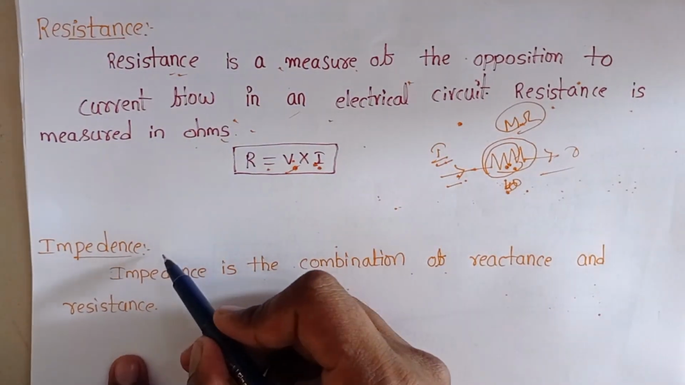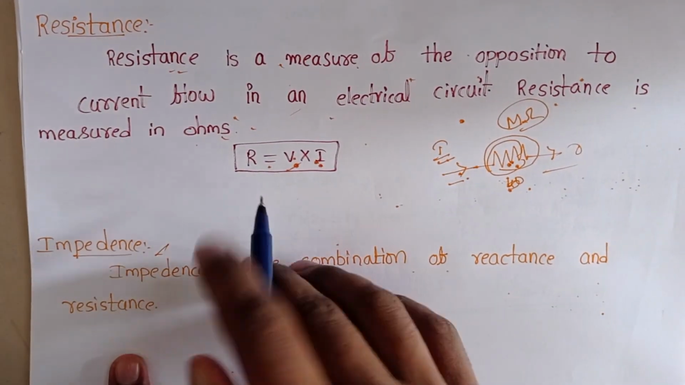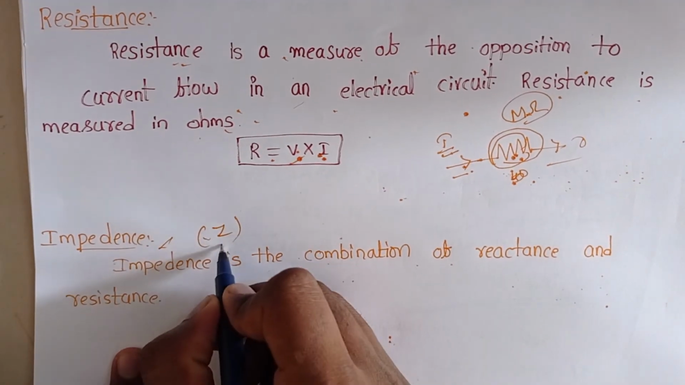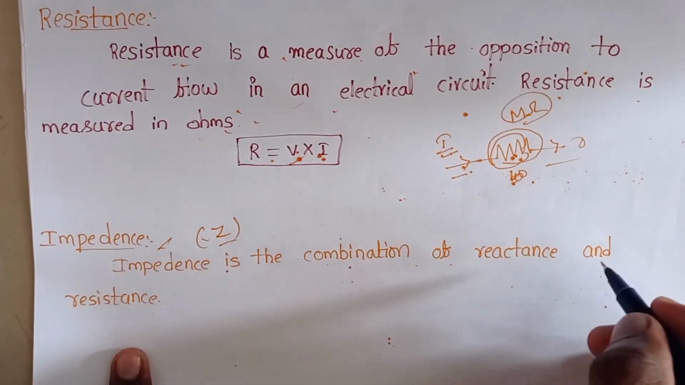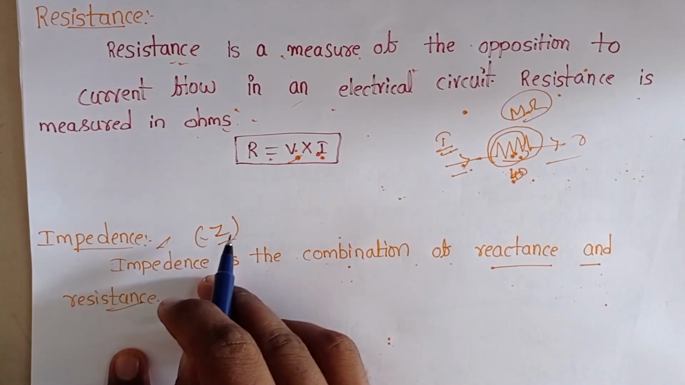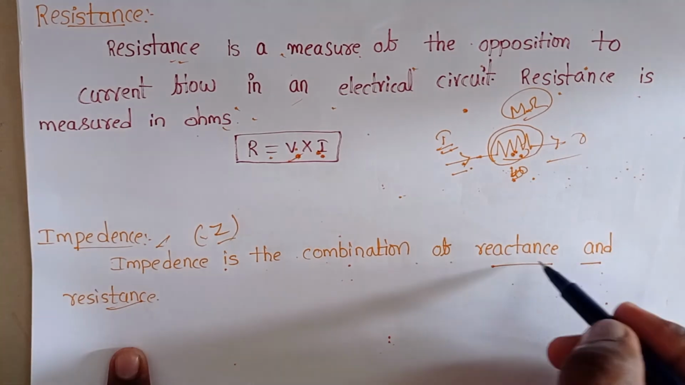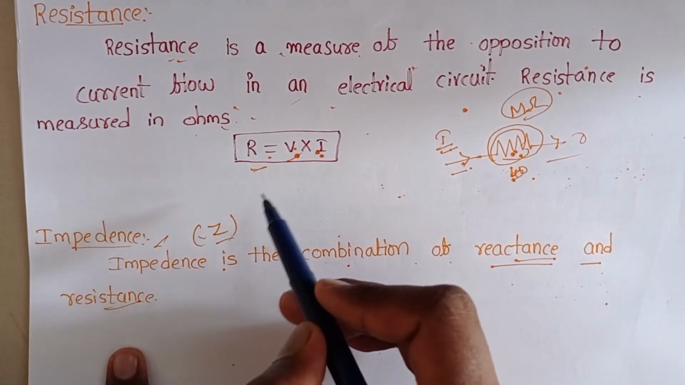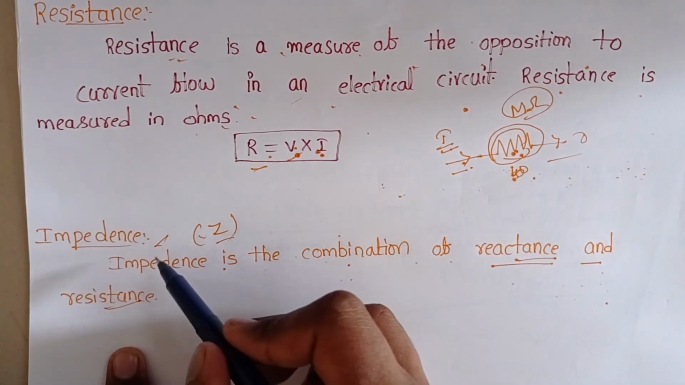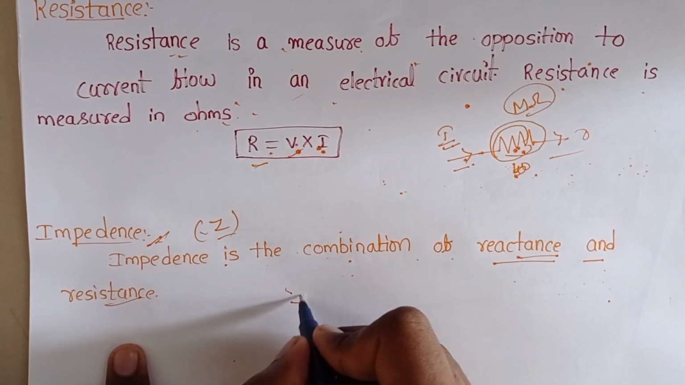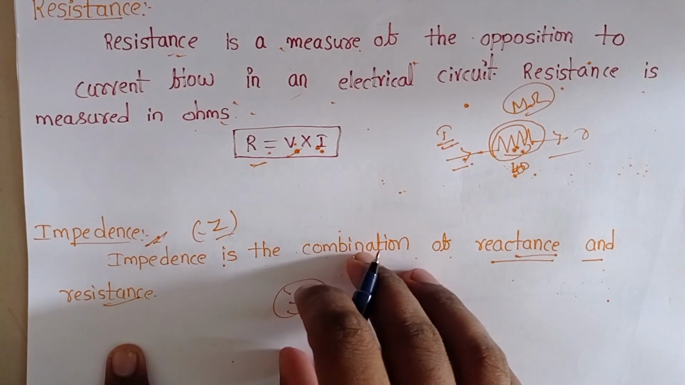Next, see impedance. Impedance is denoted by the letter Z. Impedance is the combination of reactance and resistance. Previously we saw reactance, and here we have resistance. The combination of both reactance and resistance is the impedance. The unit of impedance is also ohms. This is about reactance, resistance and impedance.